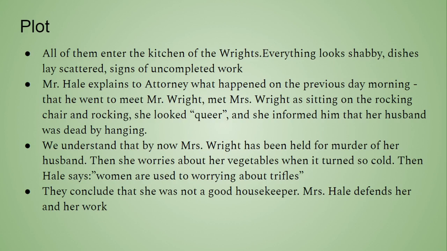And Mr. Hale, who is the farmer, was the first person to come to know that Mr. Wright is murdered, and he was the person who informed the police. So he explains what happened on the previous morning. He says that he went to meet Mr. Wright, and when he reached there, he met Mrs. Wright, and she was sitting on the rocking chair and rocking back and forth, and she looked queer. She looked very strange, and she informed Mr. Hale, the farmer, that her husband was dead by hanging.